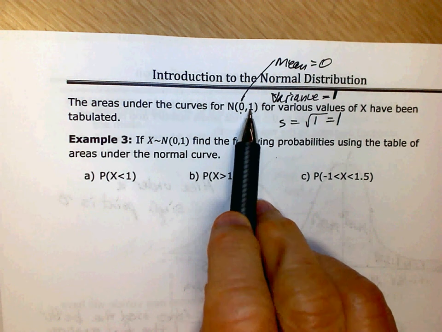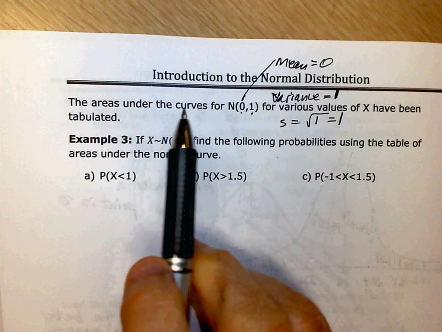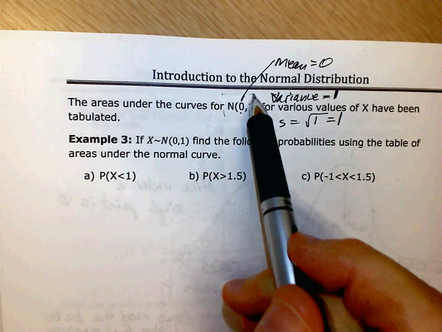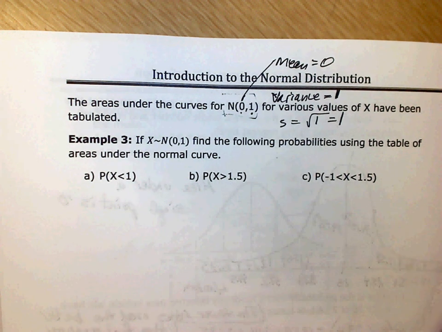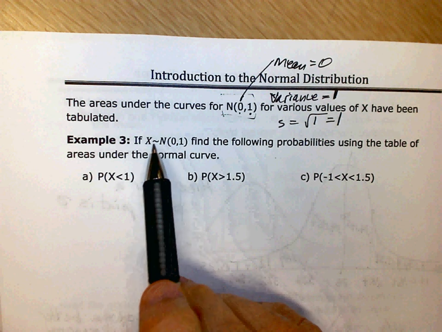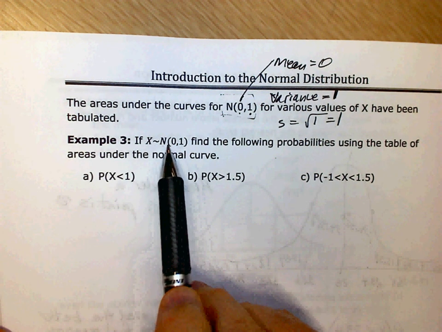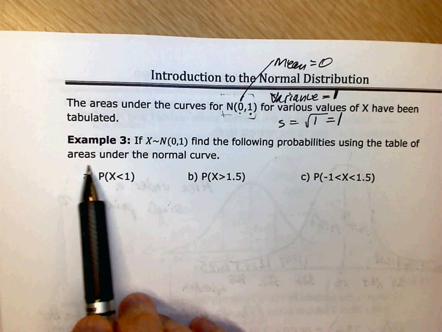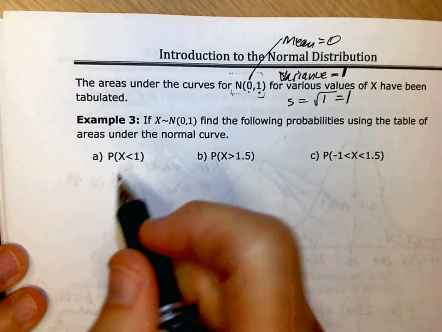The areas under the curves have been tabulated for this distribution where the mean is 0 and the standard deviation is 1. So if x varies normally with mean 0 and variance 1, find the following probabilities using the table of values under the normal curve. Okay, let's look at this. If our mean is 0, it is here.